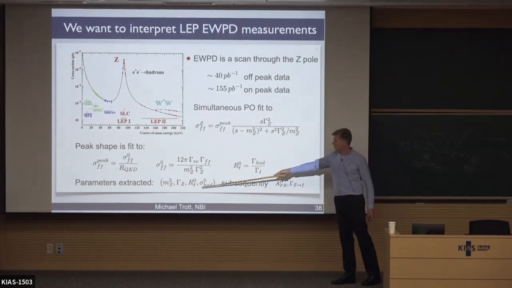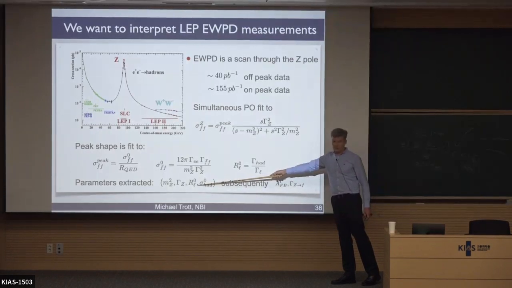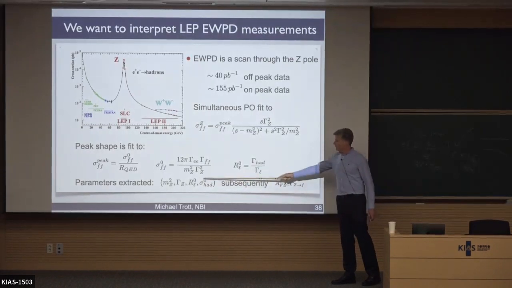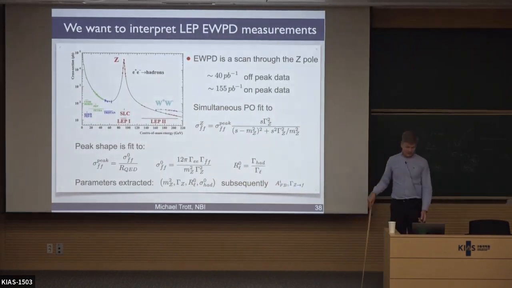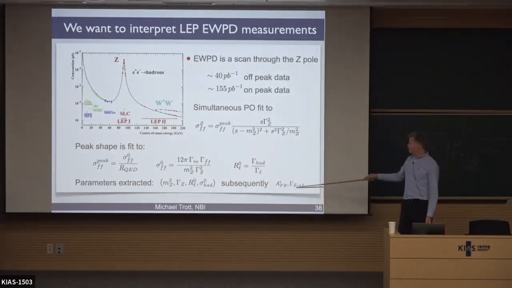Usually the parameters extracted are of this form: the total hadronic cross-section, ratios compared to the total width, the total Z width, and the Z mass. And then you can also construct things like forward-backward asymmetries and the individual decay widths of the Z.